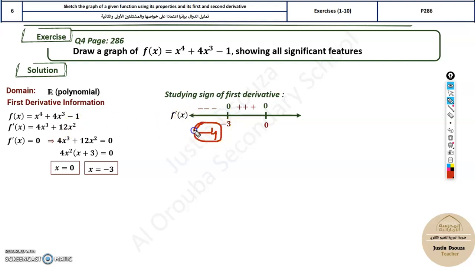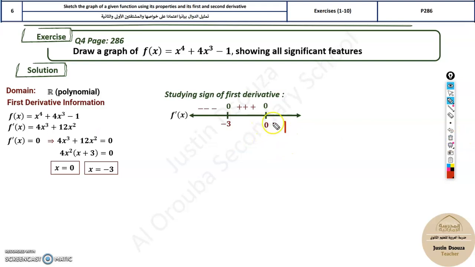You need to take this test value and put it in the f dash of x. Instead of x, put minus 4 and solve. And then from minus 3 to 0, say for example 1. Take this and put it over here. And lastly, from 0, sorry, I have made a mistake over here. It's minus 1 over here, put it over here. From minus 3 to 0, it's minus 1. And lastly, you can take 1.